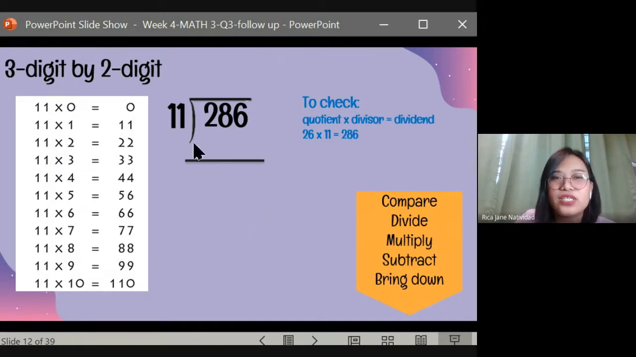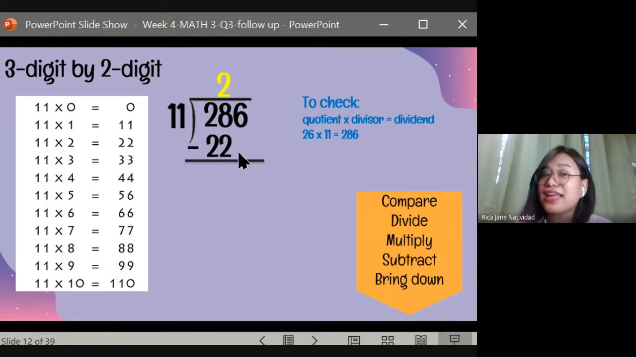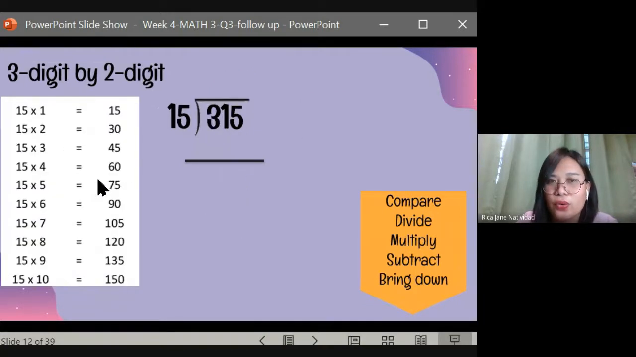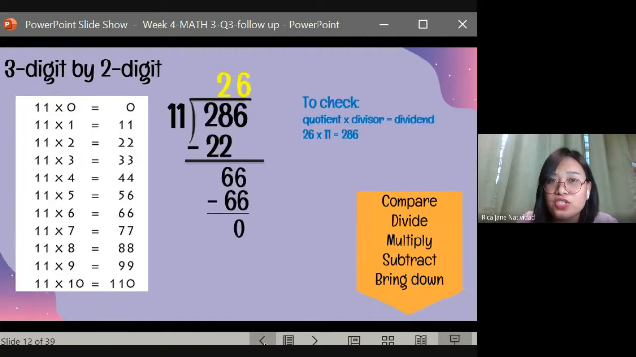So let's see. That is a 2-digit divisor, so it's automatic that we get the 2-digit dividend. So it's 28. 28 divided by 11 is 2. That is 22. We cannot get 3 because that would be 33 and it would be greater than 28. So let's subtract 28 minus 22. It's 6. 6 is lesser than 11, so bring down 6. 66 divided by 11 is 6. 6 times 11 is 66, subtract, 0. So the quotient is 26.